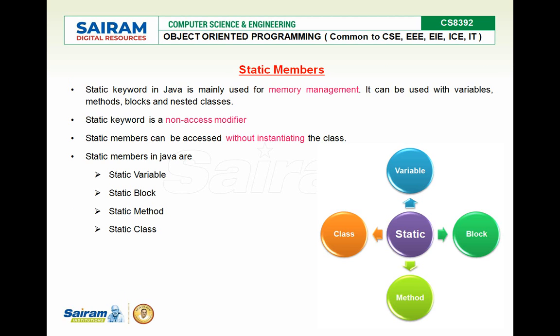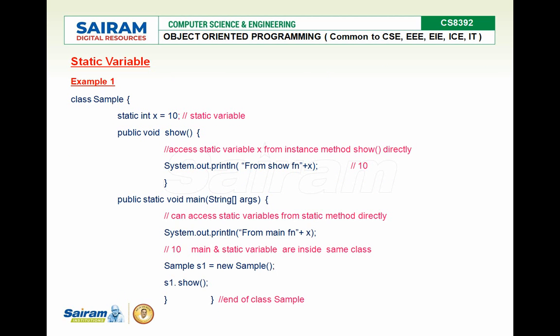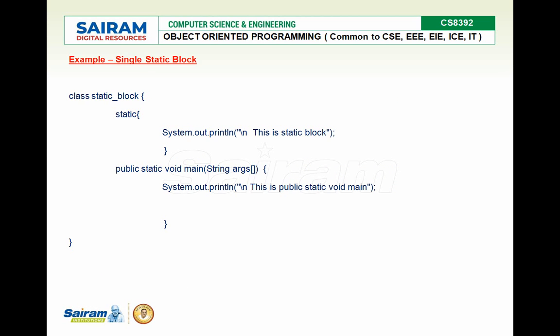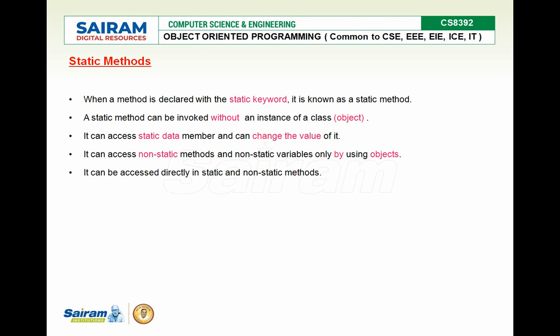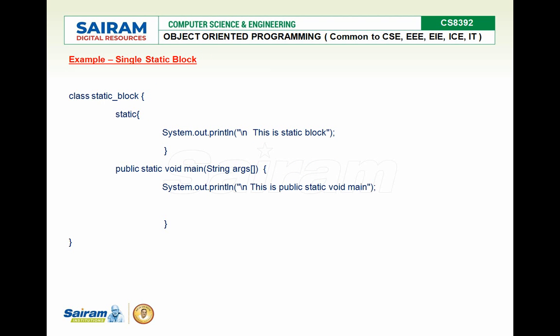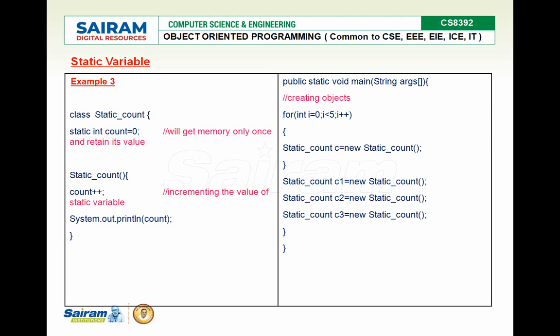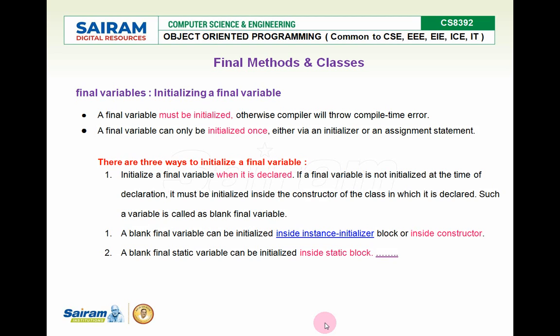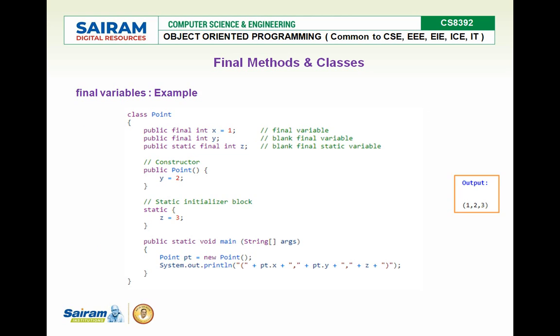So in a static variable, we will be having that one, right? Blank final variable. That is what static block. And we'll see an example of final variable.